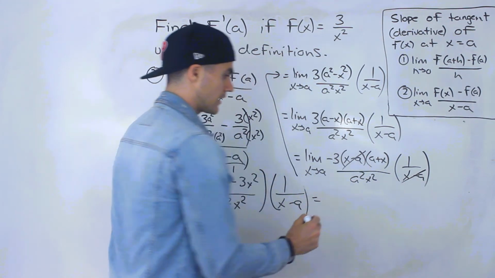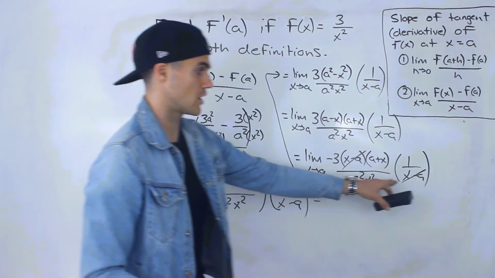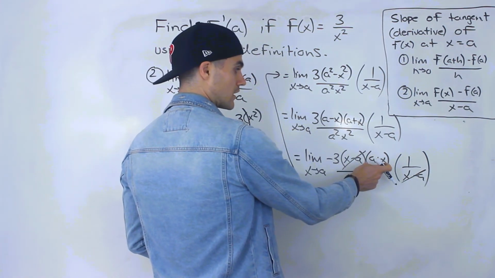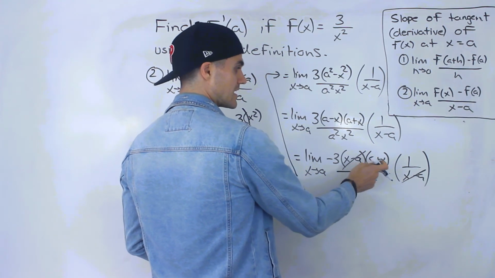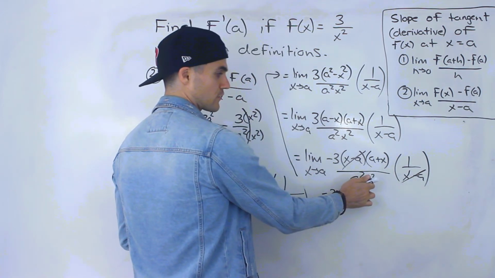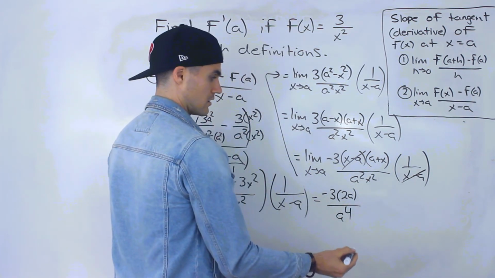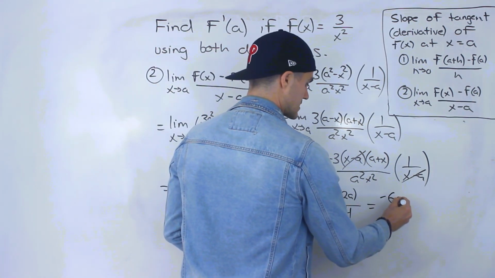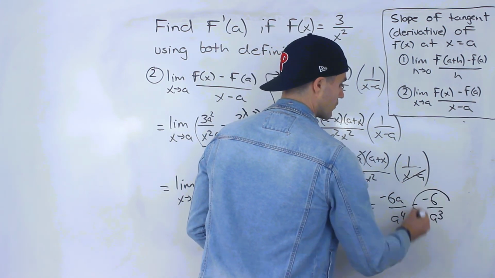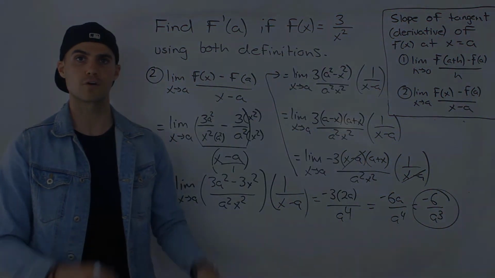And now notice we could plug in the a value for all the x's, right? Because we're not going to have that denominator 0 anymore. So if we plug in a over here, a plus a is 2a, so we'll have negative 3 times 2a, all over, and then for this x, we're plugging in a, so we'll have a squared times a squared, which is a to the power of 4. And notice that this is going to be negative 6a over a to the 4, which would be negative 6 over a to the power of 3. And notice that's the exact same solution that we got with that first definition.